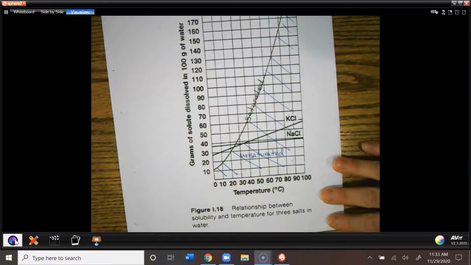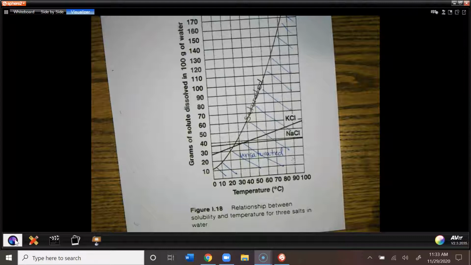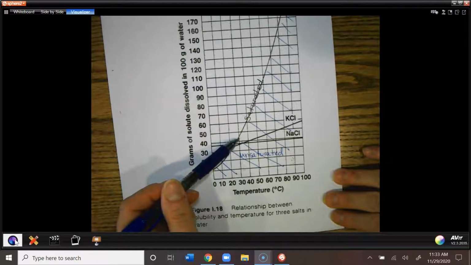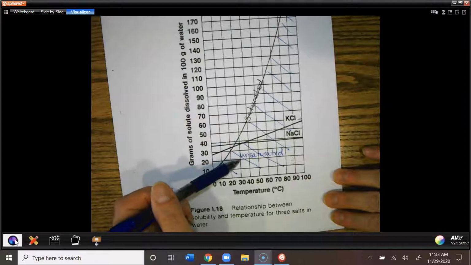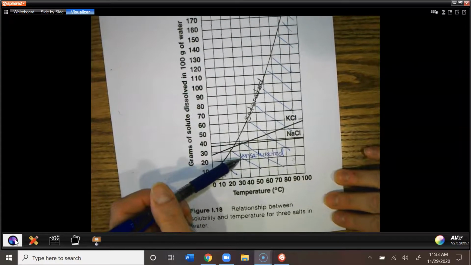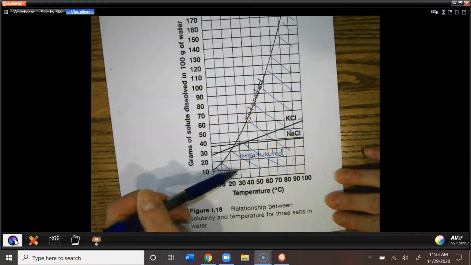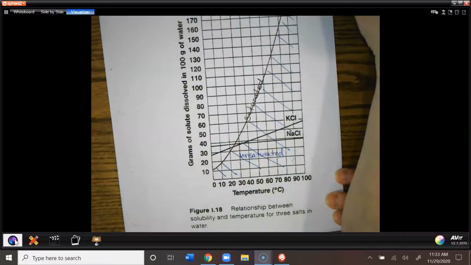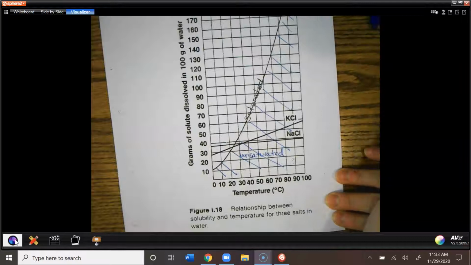An unsaturated solution means that I could dissolve more solute in the water. So if I have that 30 degrees again, I can hold 45 grams of KNO3, but what if I only dissolve 20? I'm below the curve, so I have an unsaturated solution. I could dissolve another 25 grams of KNO3 and still have it dissolve. Okay, so anything under the line represents an unsaturated solution.